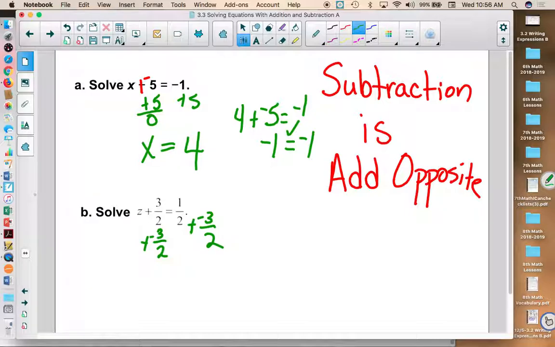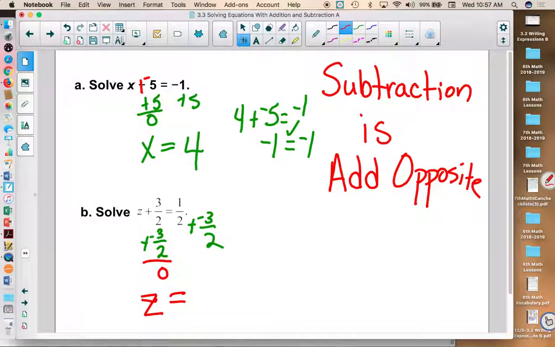And 3 halves plus a -3 halves equals 0. Do you agree? So that leaves my z by itself. Do we agree? Well, what is 1/2 plus -3 halves? What is 1/2 plus -3 halves?